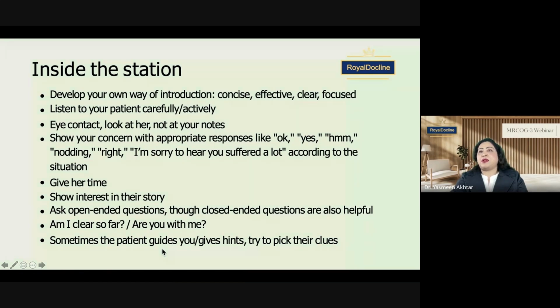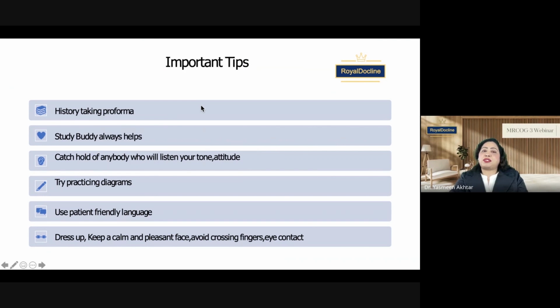Right? For example, she's telling you, oh, doctor, there is a lot of vaginal discharge after the cesarean. And she is coming with abdominal pain. You are concentrating only on the abdominal pain. Might be there is a swab inside the vagina after the delivery. So take those hints.